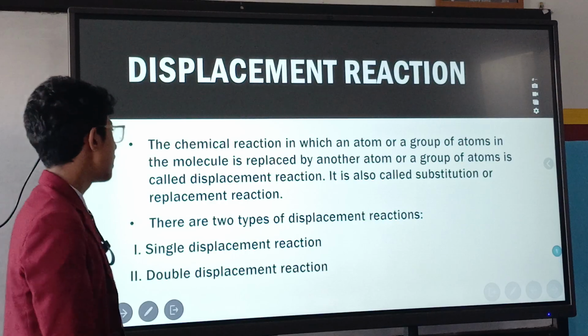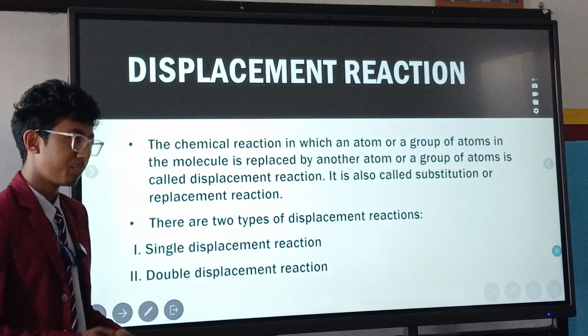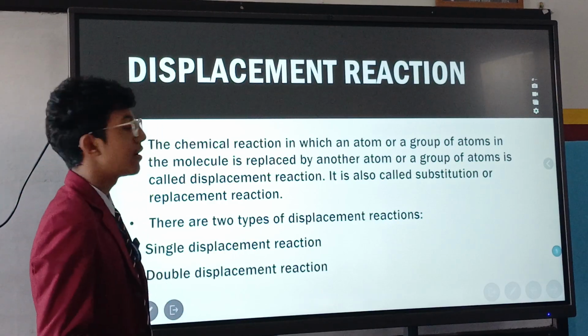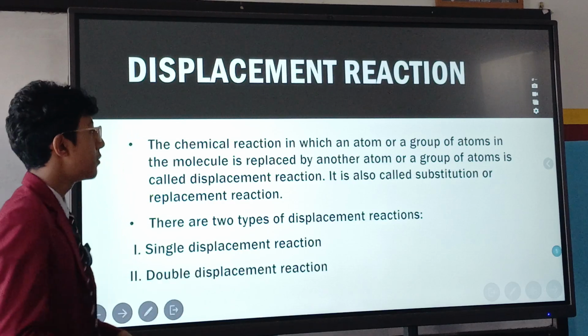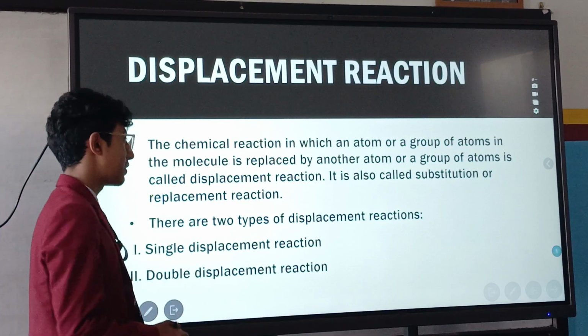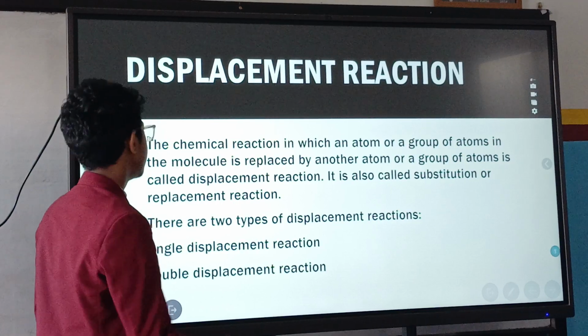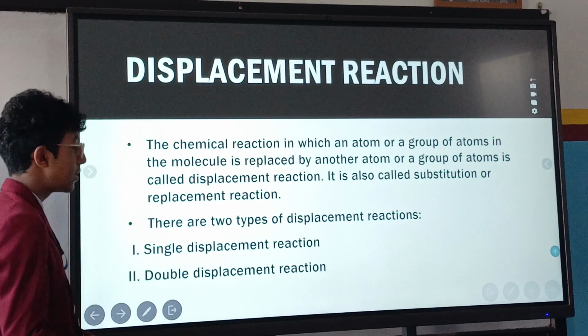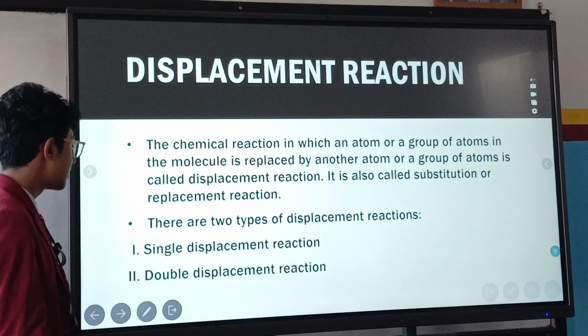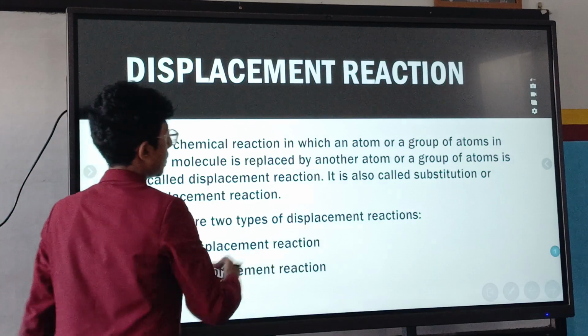Displacement reaction. A chemical reaction in which an atom or group of atoms in a molecule is replaced by another atom or group of atoms is called a displacement reaction. It is a substitution or displacement reaction. There are two types of reaction given here: single displacement reactions and double displacement reactions.